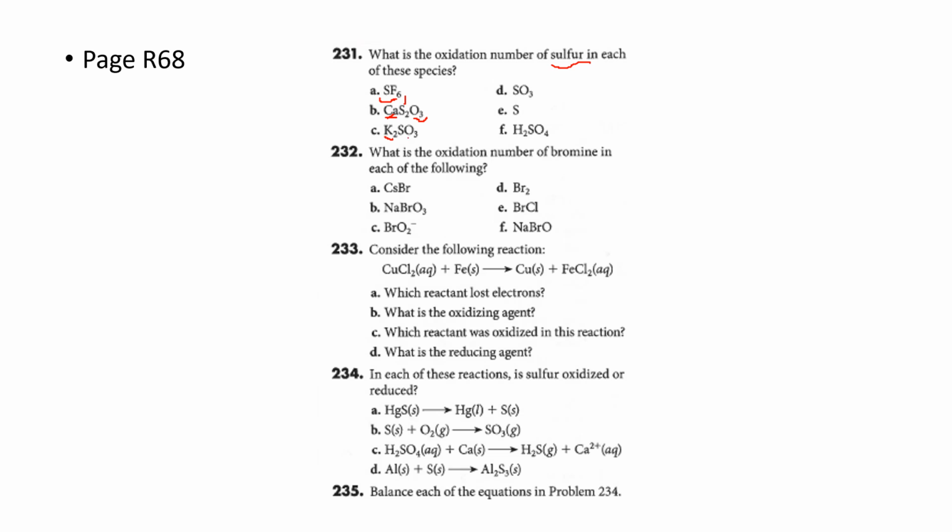The oxygens, again, are going to be a -2 because we don't have a peroxide situation. So 3 oxygens is -6. Again, 2 potassiums is a +2. So that's total of -4 between the oxygen and the potassium. So sulfur has to balance that since we have a neutral compound. So in this case, our sulfur is going to have a +4 oxidation state.